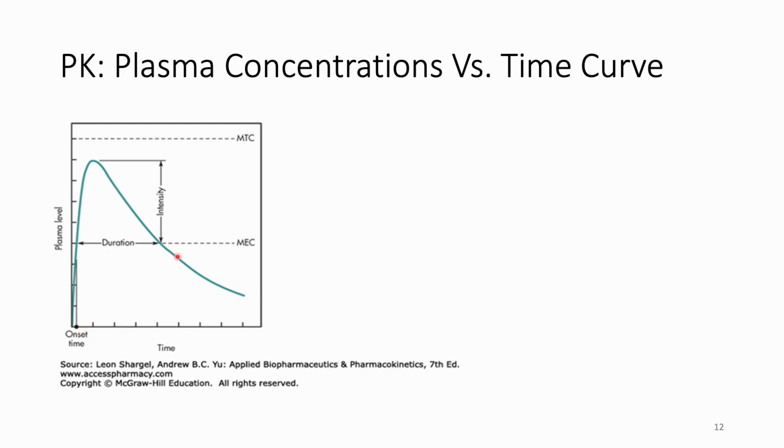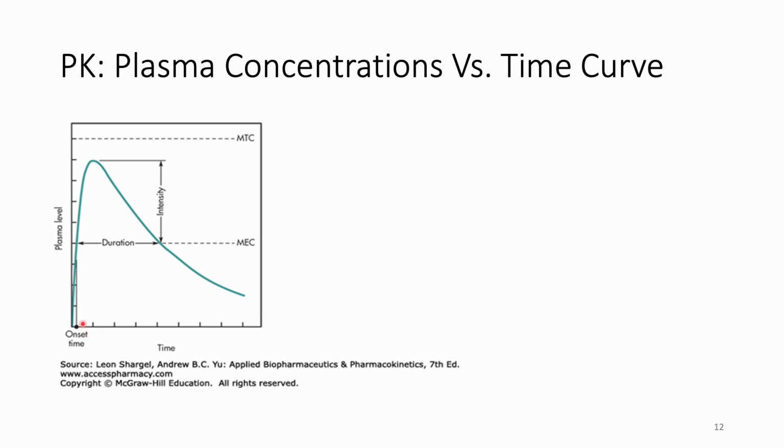And the decrease here will happen gradually. The maximum concentration of the drug in the blood we call Cmax. And the minimum concentration of drug that appears in the blood we call Cmin.